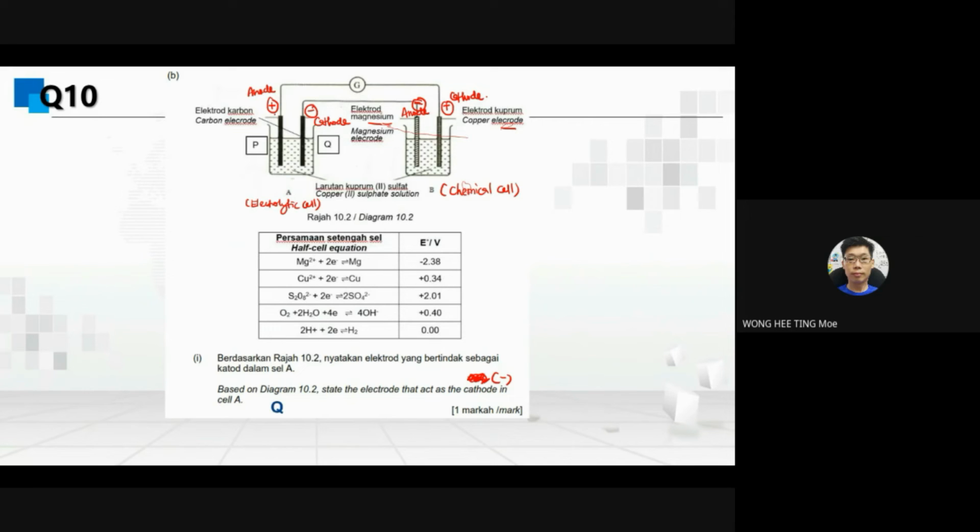Is any one of you still confused about this? The names anode and cathode in the chemical cell and the electrolytic cell are reversed. But you just remember, anode undergoes oxidation. For both, whether electrolytic or chemical cell, the anode must undergo oxidation. Cathode undergoes reduction. This treatment is for both.